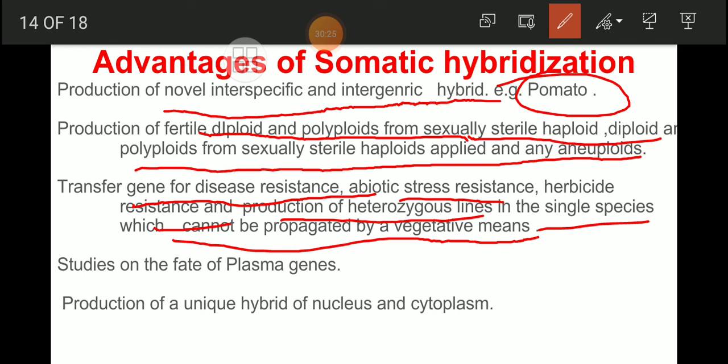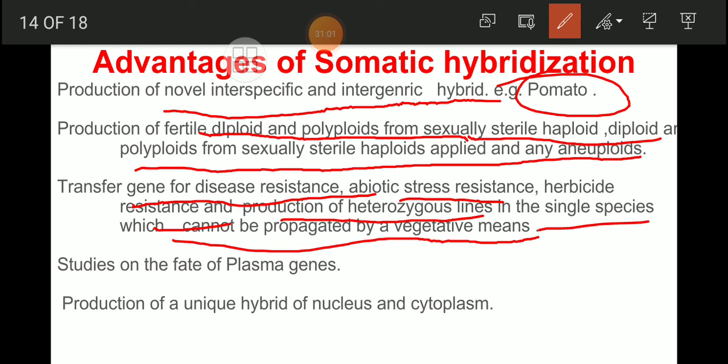We know that abiotic stresses are stresses caused by abiotic factors, such as temperature, then some gases, cold stress. These abiotic stresses are created by non-living things. Herbicide resistant varieties we can also develop, isn't it? So you have to keep in mind that somatic hybridization has a lot of importance.